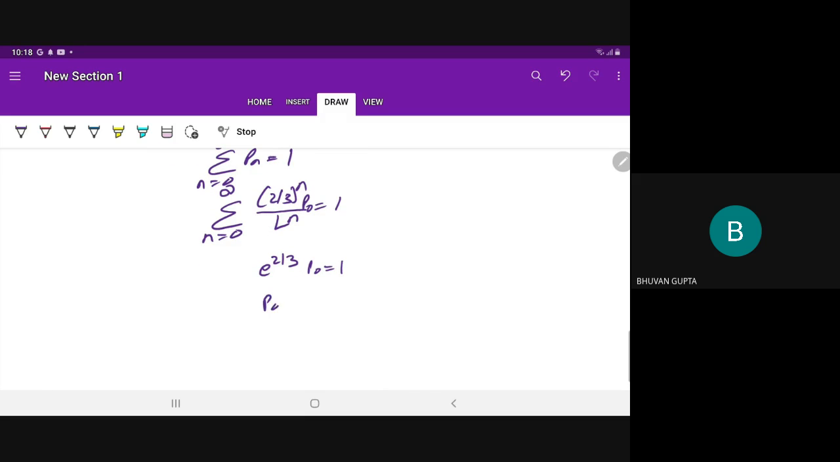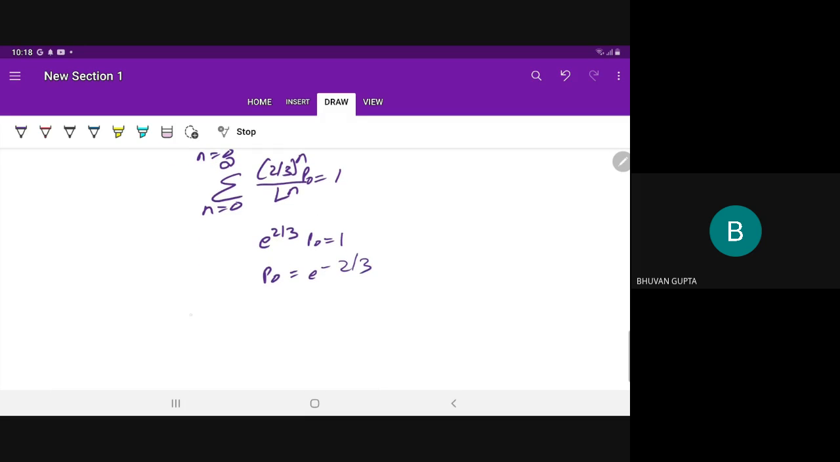So P naught will be e to power minus 2 by 3. So from here the Pn will come: Pn is 2 by 3 power n upon factorial n into e to power minus 2 by 3. That is your Pn, for n is equal to 0, 1, 2, and so on.